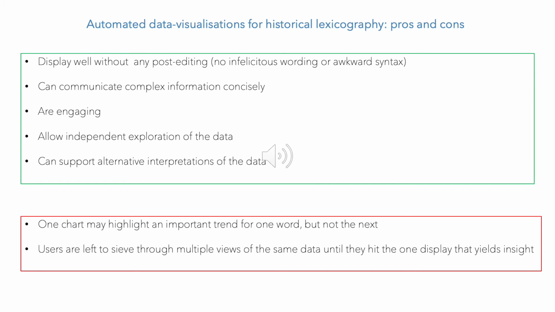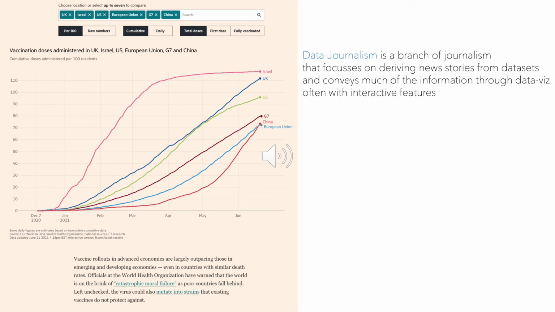And here is where I turned to data journalism post-editing practices for inspiration. In case you're not familiar with the term, data journalism is a branch of journalism that focuses on deriving news stories from datasets and typically conveys much of the information through data visualizations, often interactively. We are probably all familiar with the kind of article illustrated on the slide, where some catchy data visualization charts the progress of COVID, or in this case the spread of vaccination against it, and is accompanied by a narrative elaborating on the data and some interactive widgets to choose which country to view.